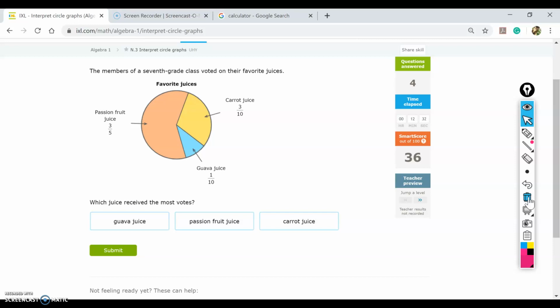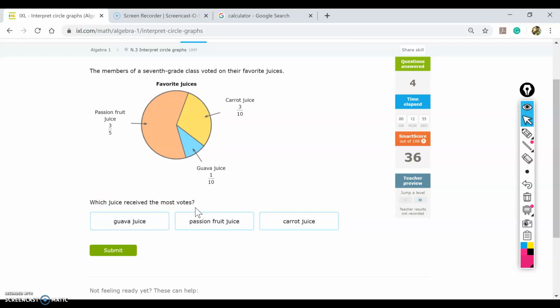So here we go. The members of a 7th grade class voted on their favorite juices. And then they give you the graph with the type of juices here. You have the carrot juice, it's 3/10. Guava juice, 1/10. Passion fruit juice, 3/5. The question is, which juice received the most votes?